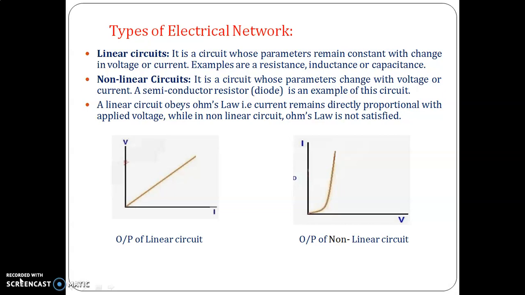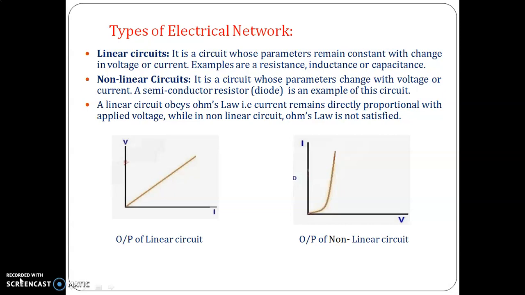Next, we are going to see about the types of electrical networks. Coming to the types, first we will see the linear circuit. A linear circuit is a circuit whose parameters, in the sense the measured quantities like temperature, pressure, voltage, current, resistance, capacitance, whatever they may be, remain constant with change in voltage or current. Whenever there is a change in voltage or current, the parameter remains constant.